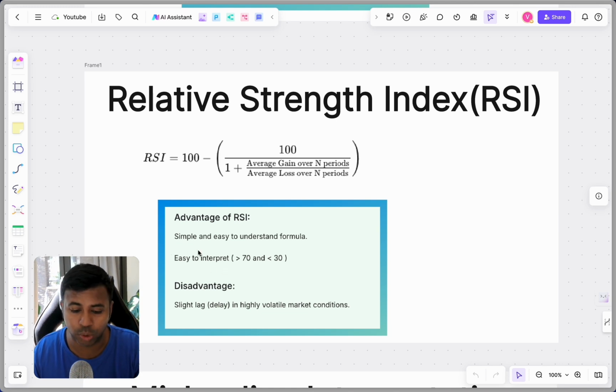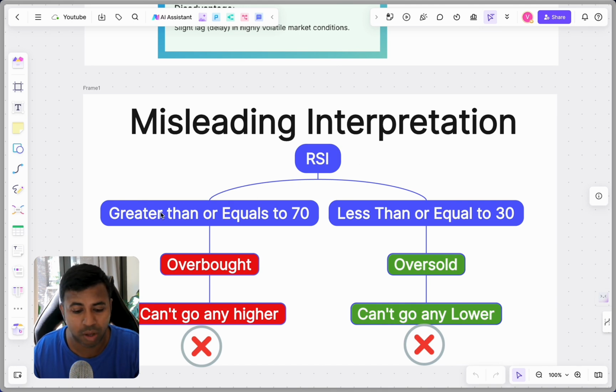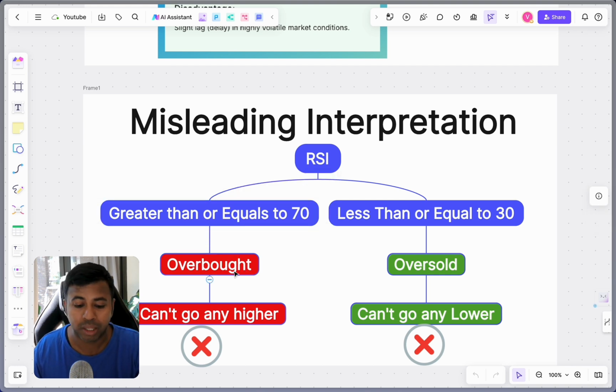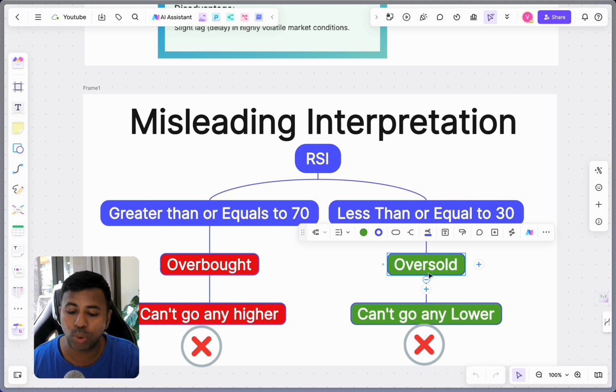Now, though it is very easy to interpret these values, the typical interpretation, or how beginners view it, is very wrong. So I'll explain that in the next section. The misleading interpretation is this: when the RSI value is greater than or equal to 70, the typical term used to refer to it is overbought. When we use terms like overbought and oversold, beginners think that overbought means it can't go any higher, and oversold means the stock cannot go any lower. This is a very wrong interpretation of the terms overbought and oversold.